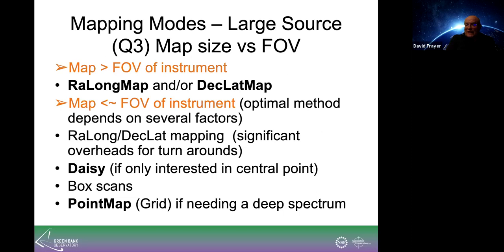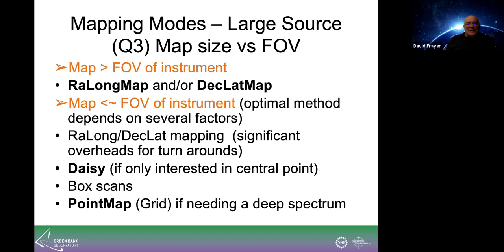As I mentioned before, you have this thing called a point map if you need to do a grid. That's useful if you're doing a very deep spectrum and your beams are packed in tightly. If you're trying to make a fully sampled map in your field of view, for example, like Argus, the beams are pretty far apart in comparison to the beam size.